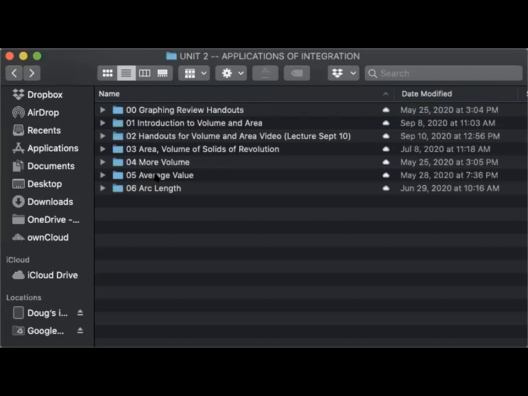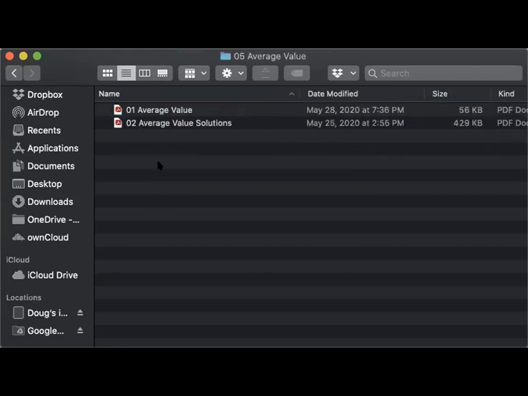The topic for Wednesday is average value and arc length. Those are actually two different topics, but they take maybe 10 to 20 minutes total to talk about. This isn't a large topic. We won't go through the derivation of the formula. We'll talk about the idea, but there's a worksheet on each of those, average value with the solutions, and then arc length with the solutions.